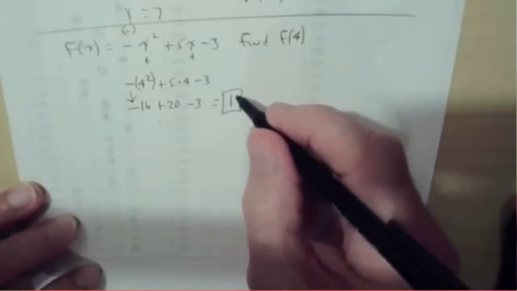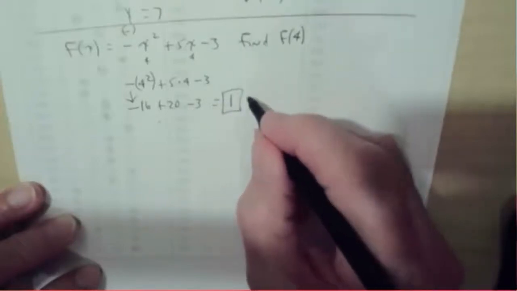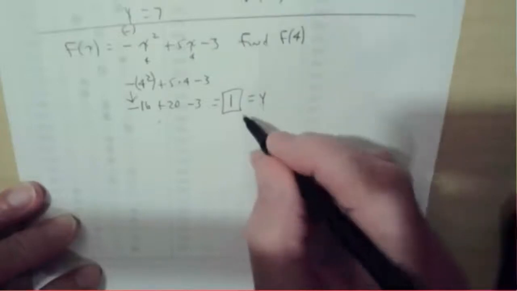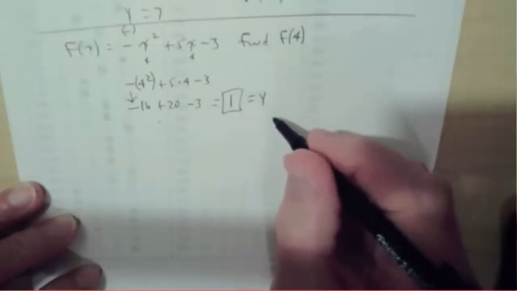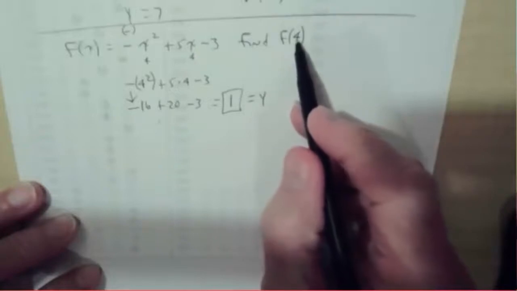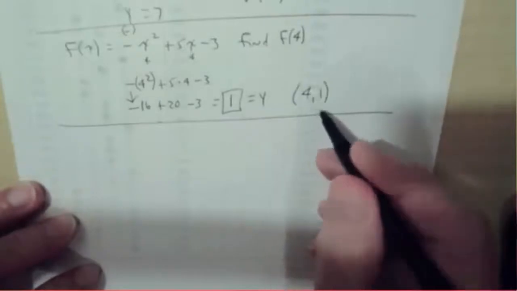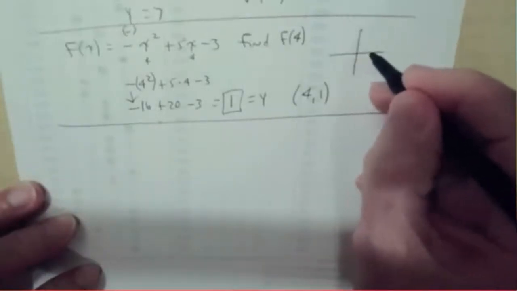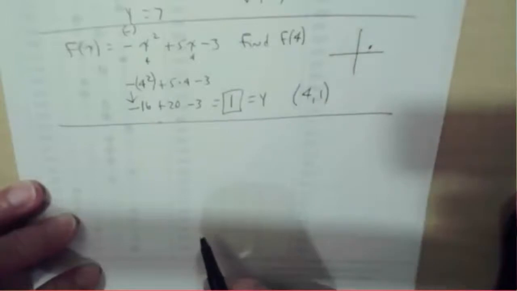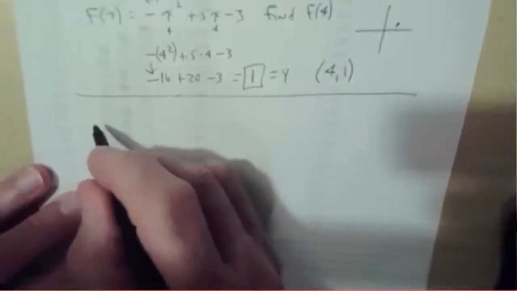Now remember, this is the same thing as y. So f of x, x is 4, so we have the ordered pair (4, 1). And you graph it over 4, up 1, roughly there. About as difficult as these get is like this.